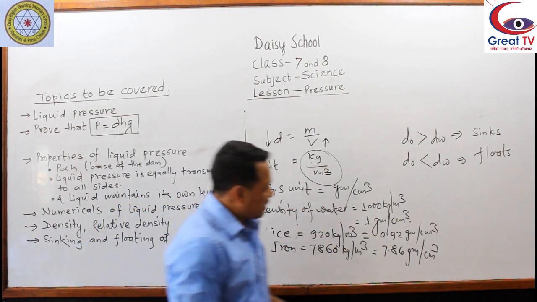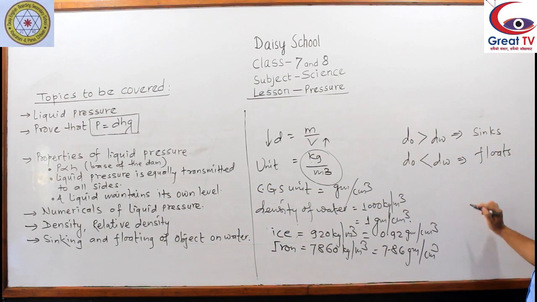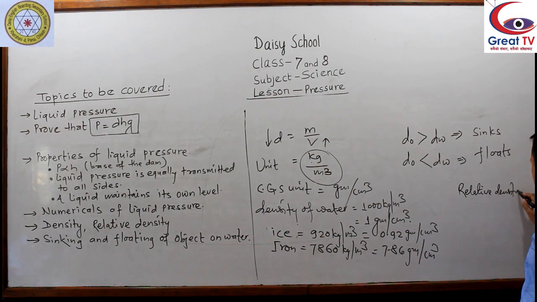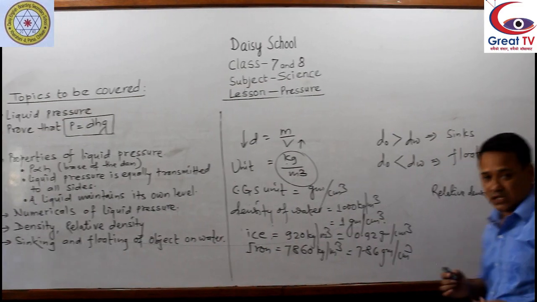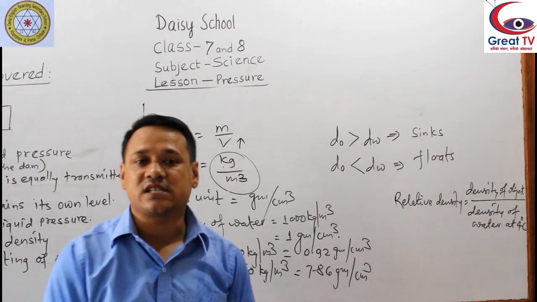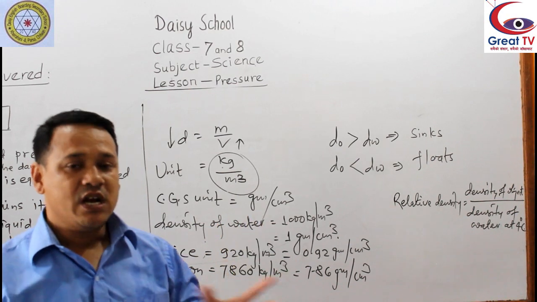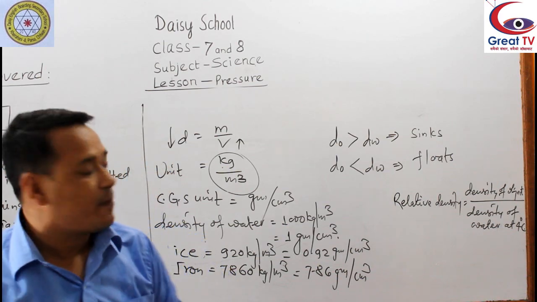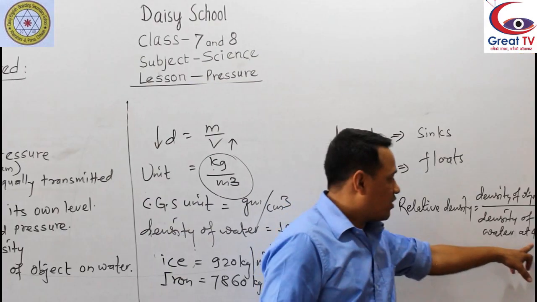So relative density can be defined by the definition. Relative density means density of object by density of water at 4 degrees Celsius. At 4 degrees Celsius we say, because density of water is maximum at 4 degrees Celsius, and that is 1000 kg per meter cube. That's why here we mentioned density of water at 4 degrees Celsius.